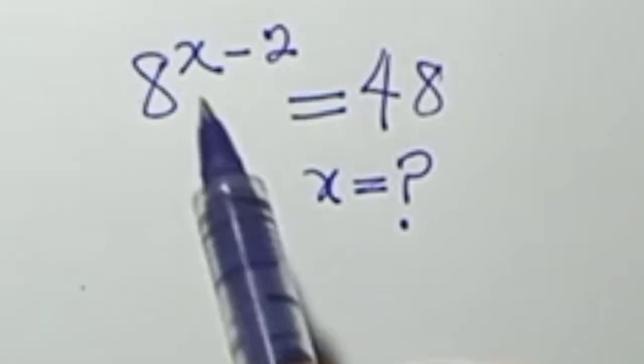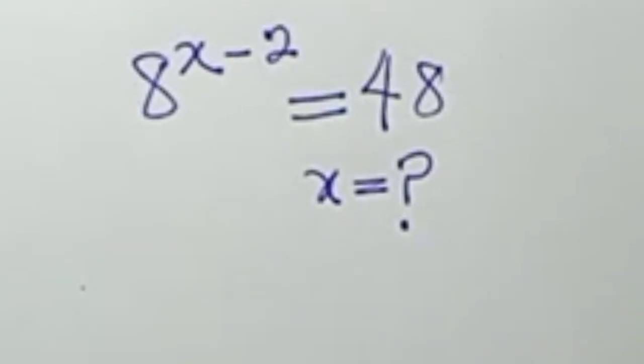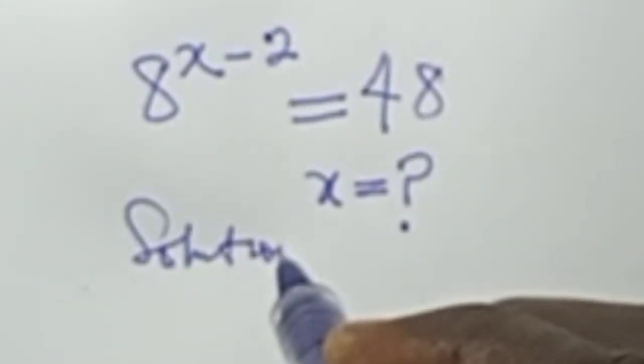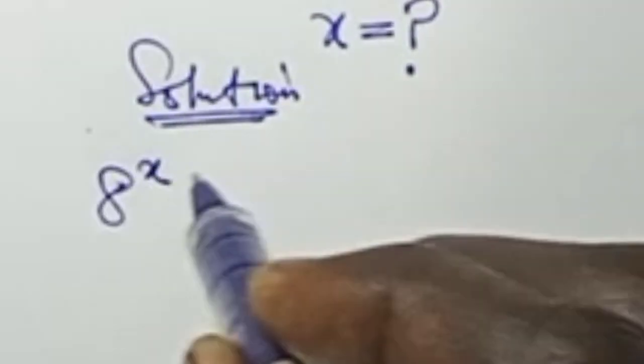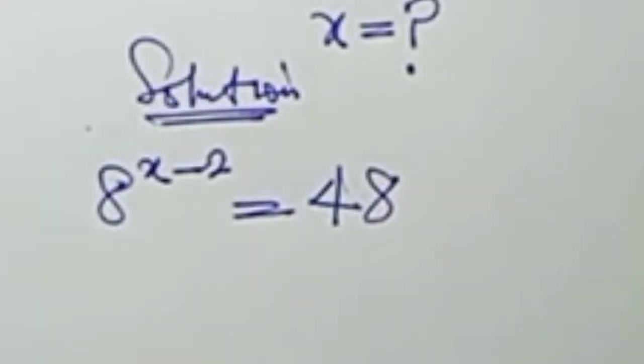Hello everyone. So today we have 8 to the power of x minus 2 equals 48. Let's solve together. Solution: our equation 8 to the power of x minus 2 is given to be equal to 48.